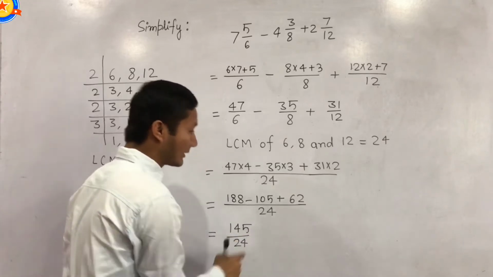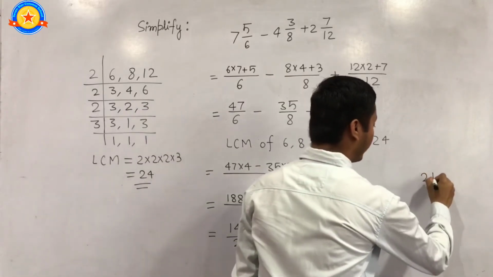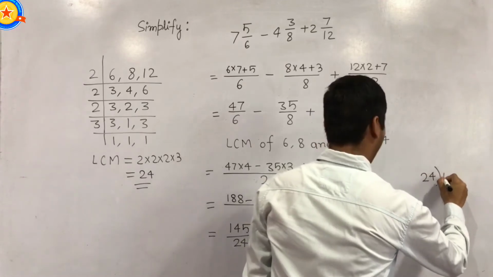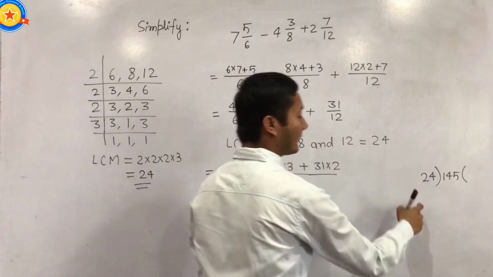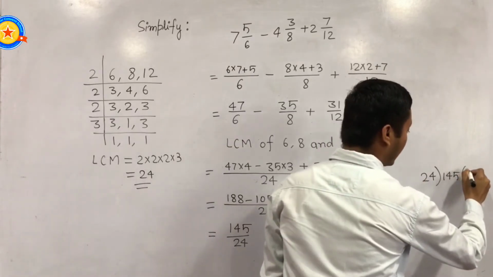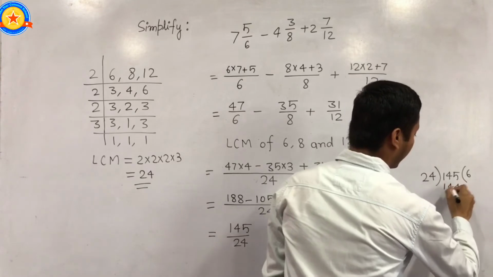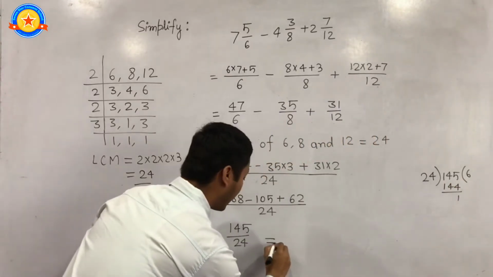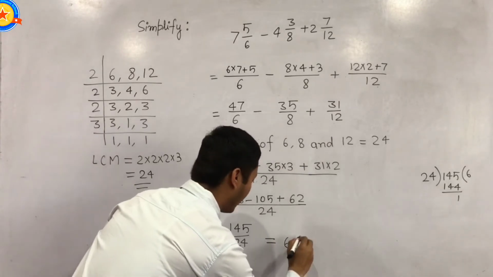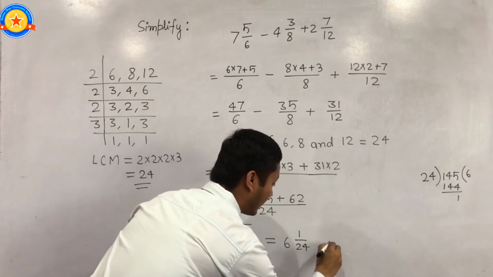Then if we convert this into a mixed numeral, we simply say 24 into 145. We have to divide 145 by 24. It becomes 24 sixes are 144, and we have remainder 1. That's why we can say it becomes 6 whole 1 by 24. This is our answer.